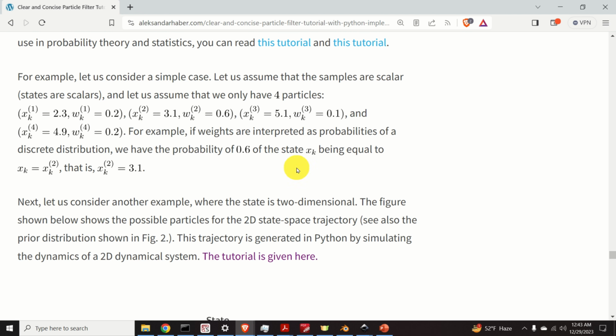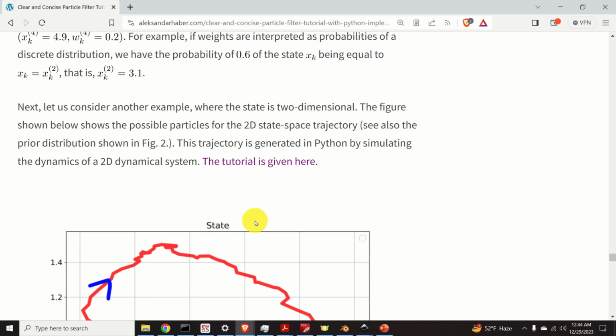For example, if weights are interpreted as probabilities of a discrete distribution, we can see that the probability of the state being actually in this state, that is, in the state xk with the superscript 2, is equal to 0.6. On the other hand, the probability of the state being equal to this state, xk with the superscript 3, is equal to 0.1. And notice over here that all the weights sum up to 1. Next, let's consider another example.